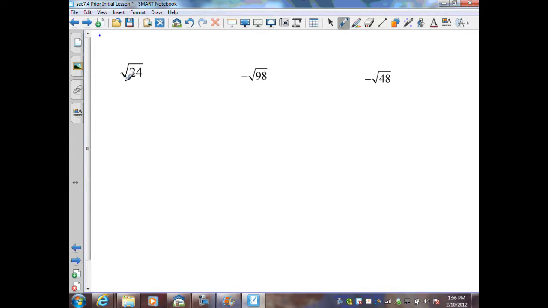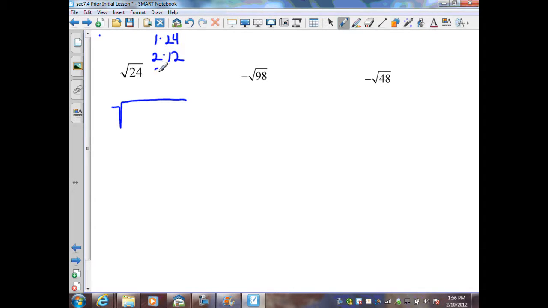Here I have the square root of 24. It's not a perfect square, but I still need to simplify the problem. So what I'm going to do is rewrite the radical, and then I'm going to break 24 into two factors, one of which must be a perfect square. The factors are 1 and 24. 1 is a perfect square, but that's not going to get us any closer to a solution. The next one would be 2 and 12. Here, I still don't have a perfect square.